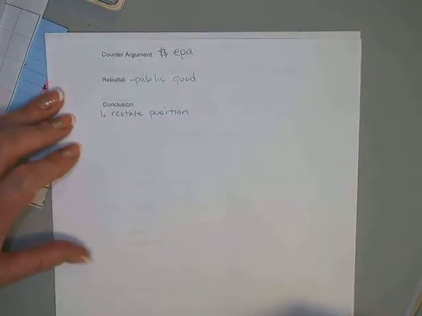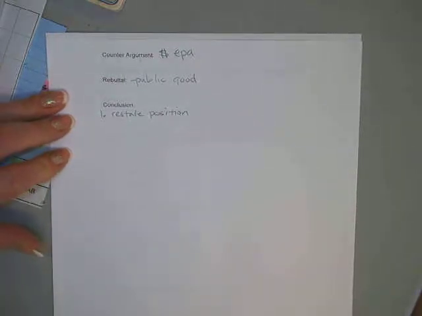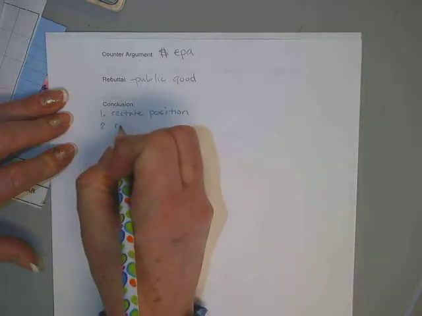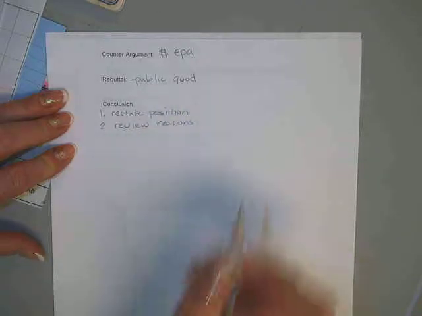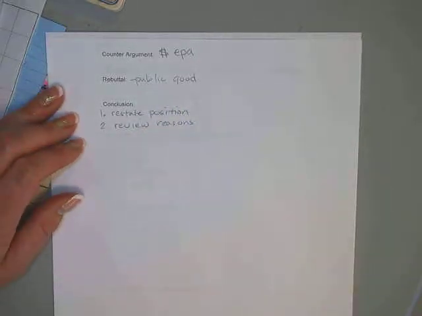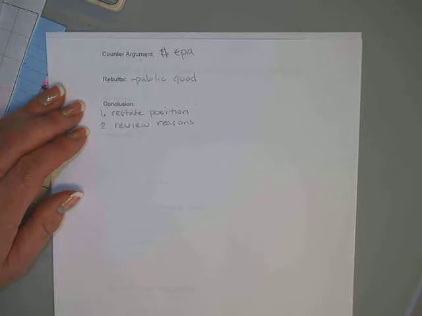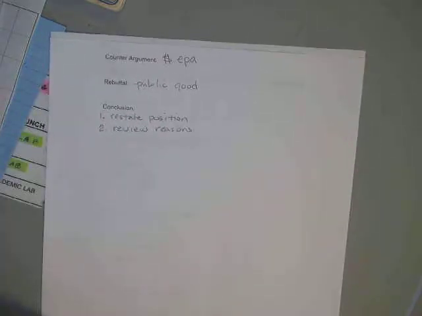Then I need a conclusion, and this is what your conclusion must have in it. First sentence, restate your position. Remember, restating means that you do it in a way that doesn't copy or say exactly the way your position statement is written originally. Number two, review reasons.